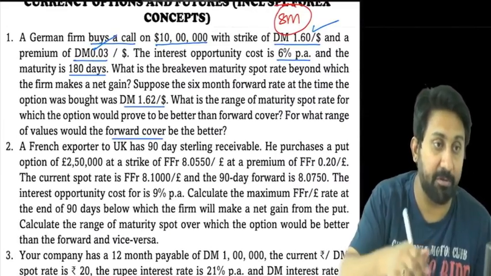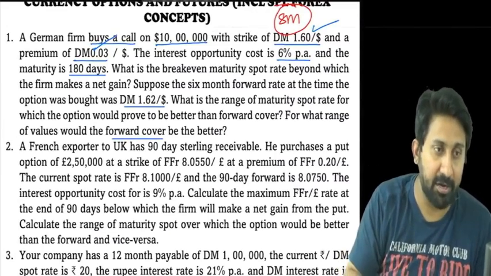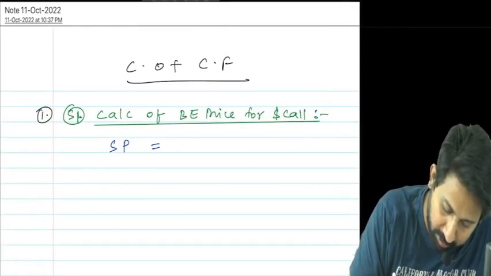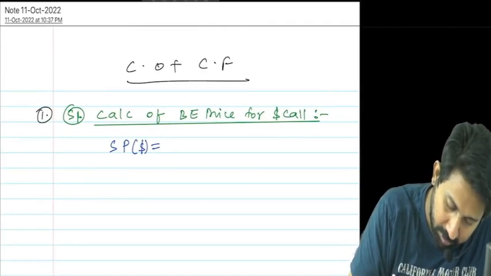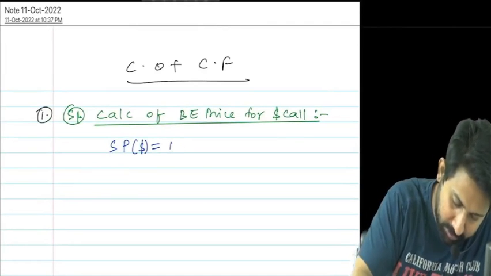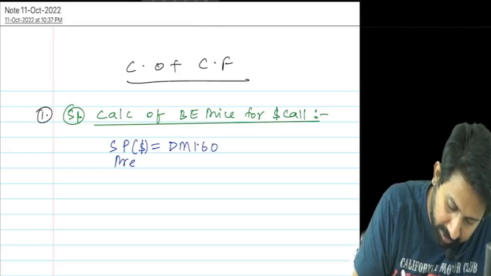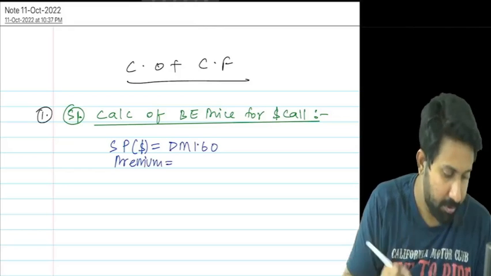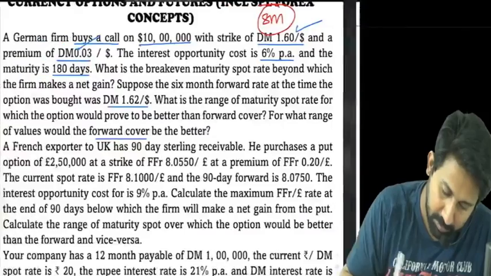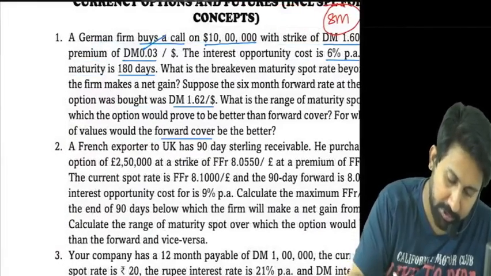we are a German firm, so from our point of view we need to write $1 equal to DM 1.60. What is the premium? Premium equal to 0.03.